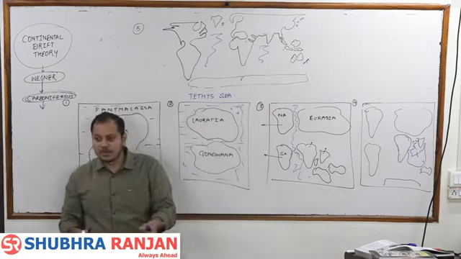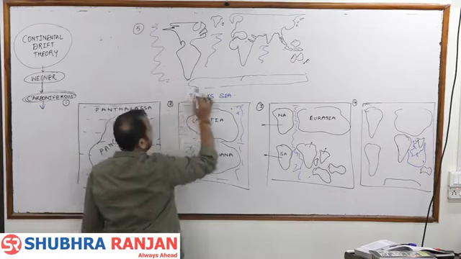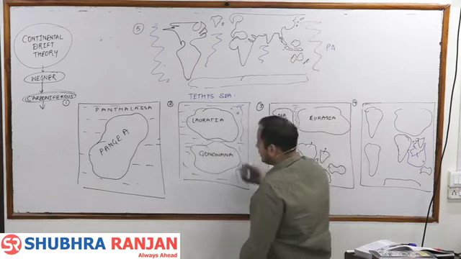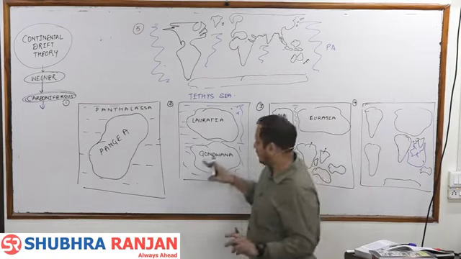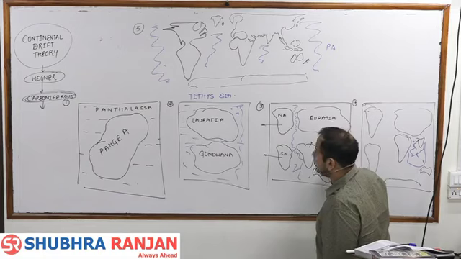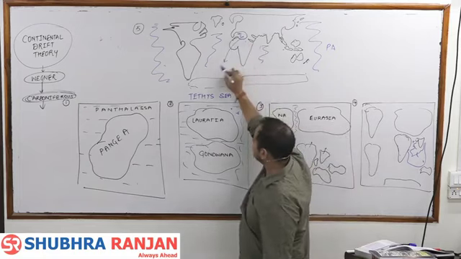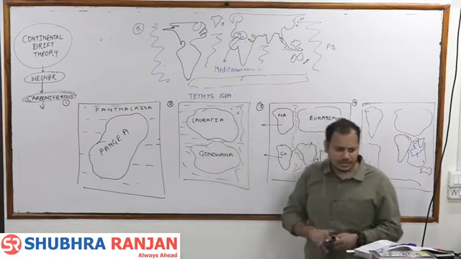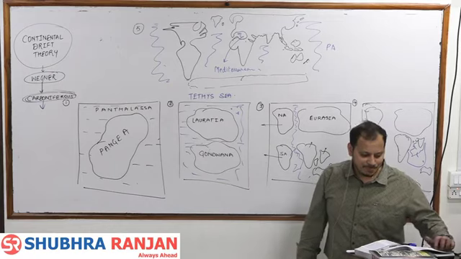And what happened to the Panthalassa? The Panthalassa was reduced in size and it became the present day Pacific Ocean. What happened to the Tethys Sea? The Tethys Sea was destroyed in the part where India was there, but it is still present in the region where Africa is, and this is what is known as the Mediterranean Sea. And he said this is how the present day arrangement of the continents came about. Fine? Up to here it is fine.